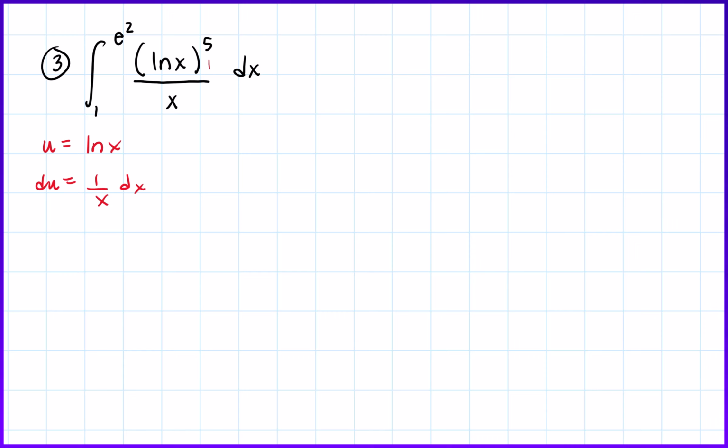But look at that right there. Technically we could write that as natural log of x to the 5th times 1 over x instead. And we can make those substitutions. So this becomes u to the 5th, simply du, because the 1 over x dx. I'm thinking of that as natural log of x to the 5th times 1 over x dx to make the substitution.